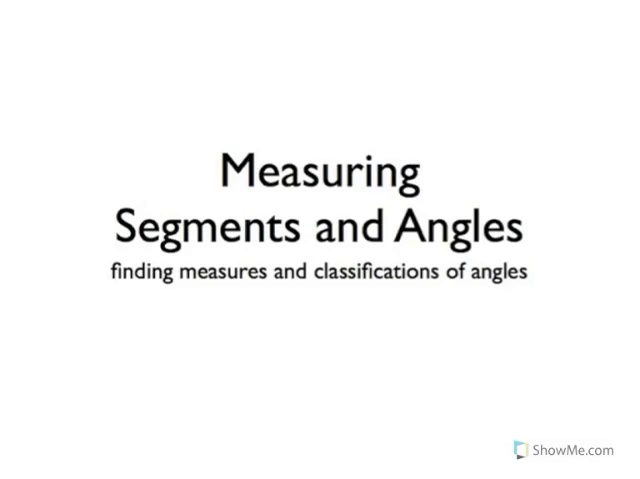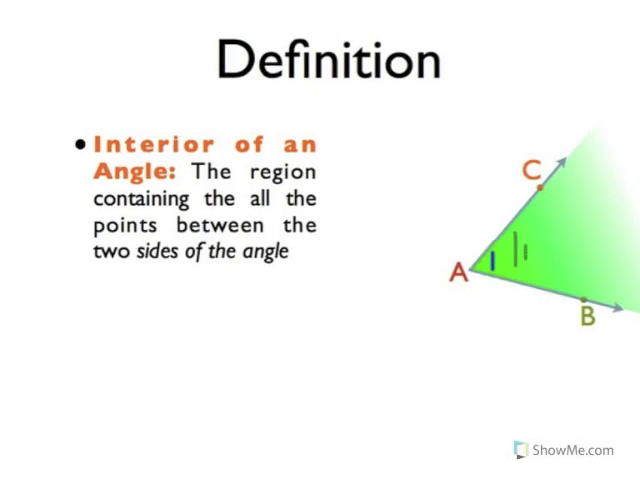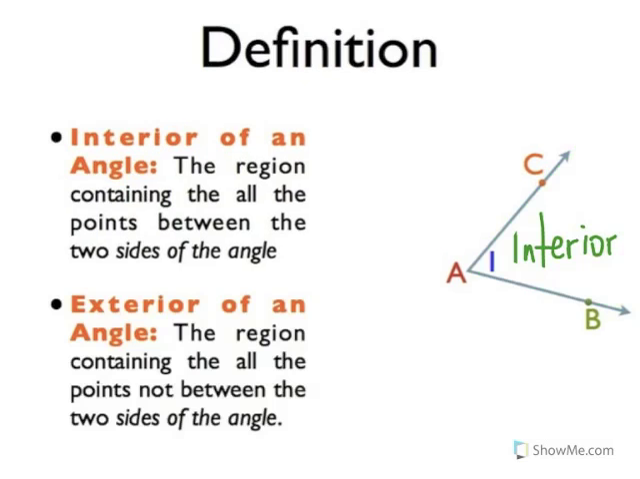Now that we know what an angle is, let's talk about measuring and classifying them. Two really quick definitions. The interior of an angle is the region containing all the points between the two sides of the angle. So that would be this green area right here. And the exterior of the angle is everything else that's not the angle, the stuff outside of it.